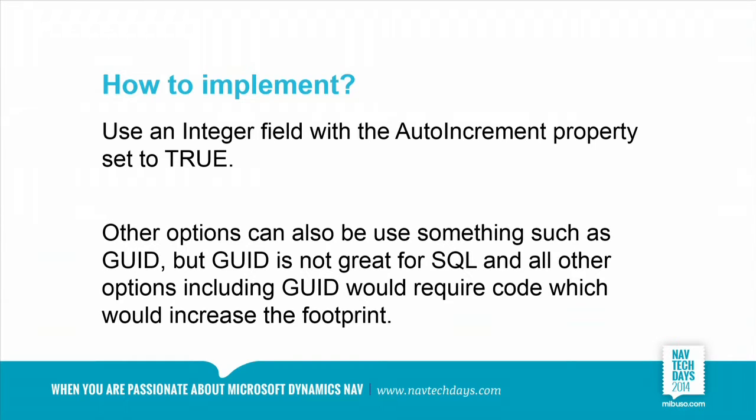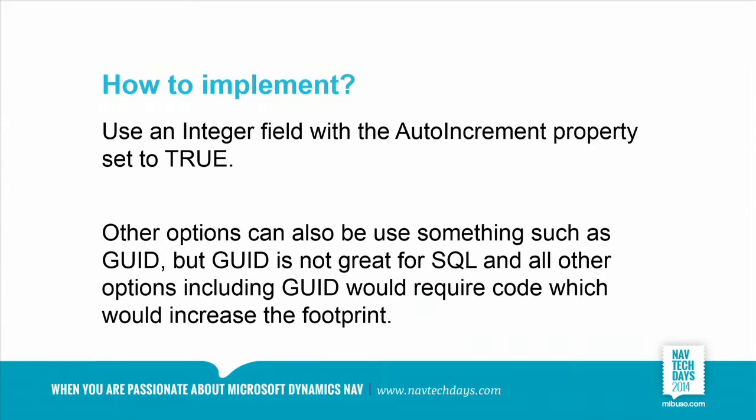So how could I implement this? Well, what I came up with was to use the auto-increment property. So just create one field on a table that's a surrogate key, turn the auto-increment to on, integer field, and do it that way. I considered things like GUIDs. GUIDs are not great on SQL. They don't really perform well, especially if you start having them in keys.